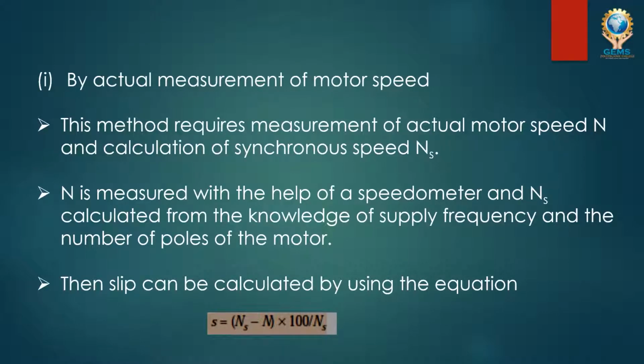This is the actual measurement method of motor speed. Usually we will use the tachometer to measure the motor speed, and then we know the synchronous speed. If we apply the value of rotor speed and synchronous speed, we can calculate the slip value. Okay, this is one of the methods.